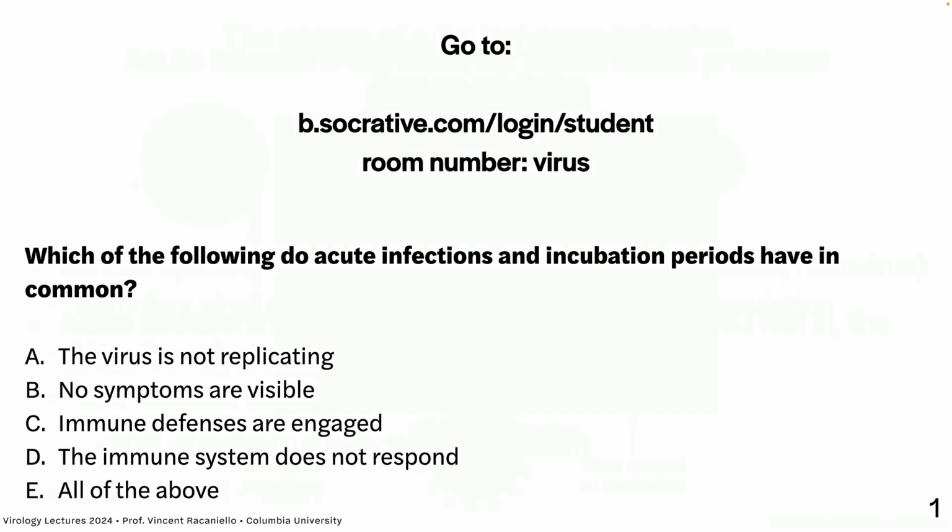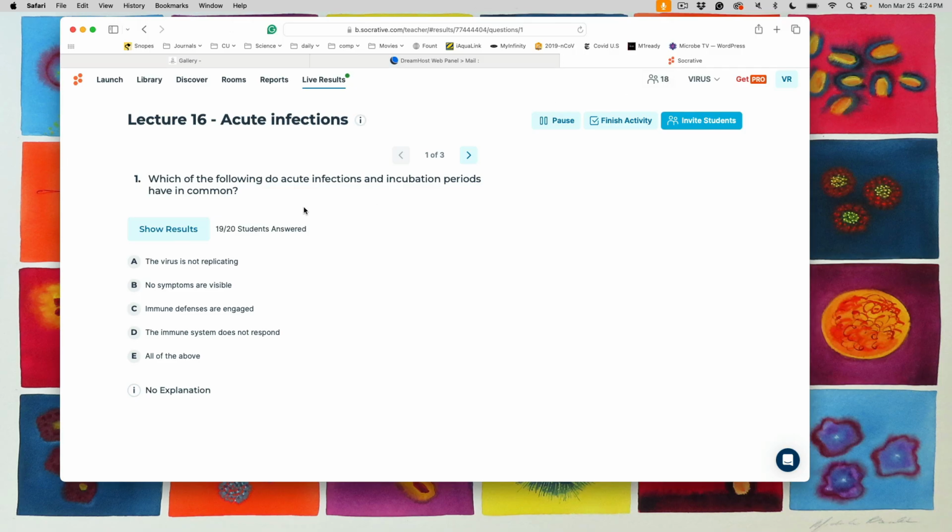All right, first question. Which of the following do acute infections and incubation periods have in common? Incubation period until you have symptoms. The virus is not replicating. No symptoms are visible. Immune defenses are engaged. The immune system does not respond. All of the above. Which do acute infections and incubation periods have in common? Let's see how we did.